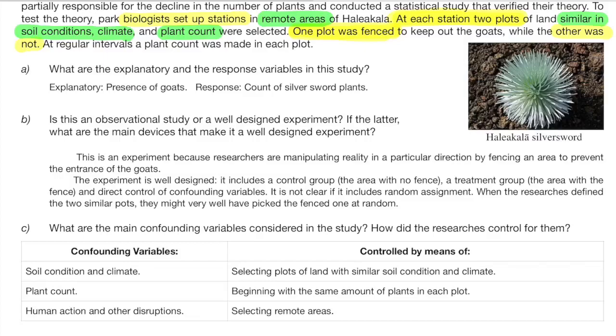Another question classical in these exercises is mentioning the limitations of the study. The main limitation that I would point here is that by installing the fence, we are not just preventing the entrance of goats, we are also preventing the entrance of many other animals. If in some months the plots without the fence have fewer silver swords, we can imply that some of those animals are responsible for the decline, but not necessarily the goats. On the other hand, I agree that the goats are the main suspects because they are the extraneous animals.